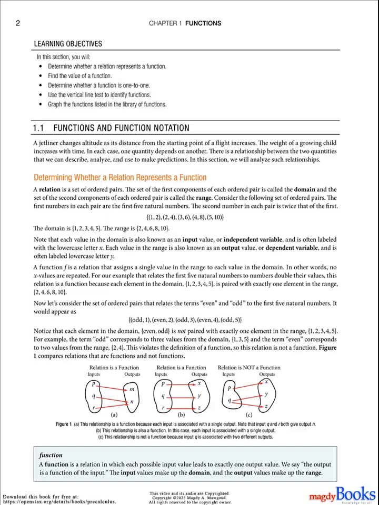A jetliner changes altitude as its distance from the starting point of a flight increases. The weight of a growing child increases with time. In each case, one quantity depends on another. There is a relationship between the two quantities that we can describe, analyze, and use to make predictions. In this section, we will analyze such relationships.